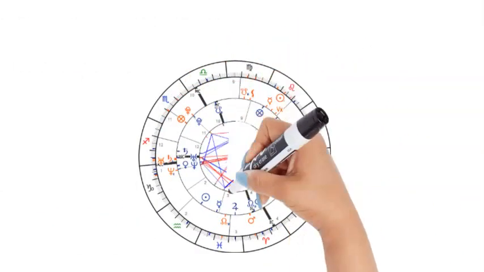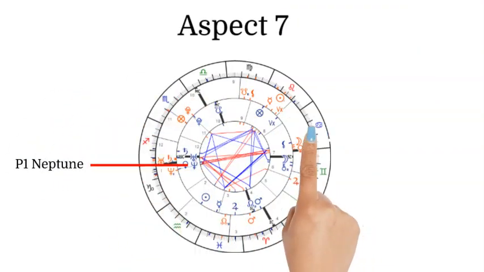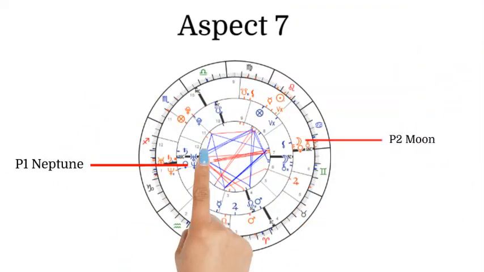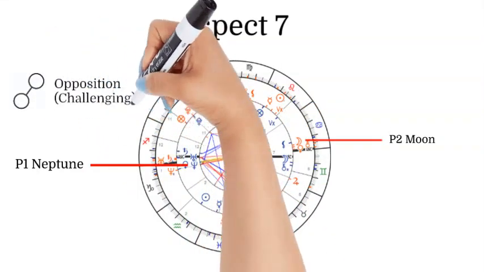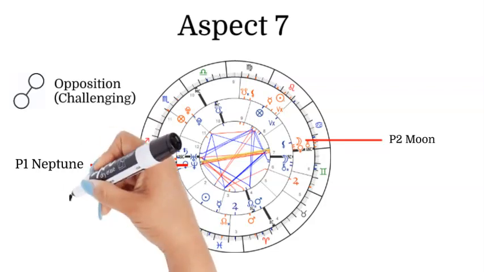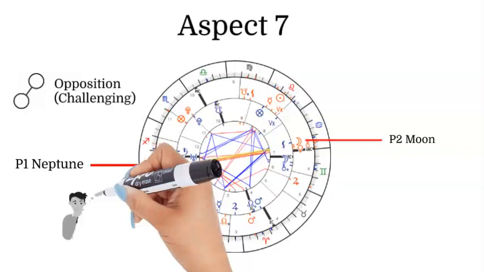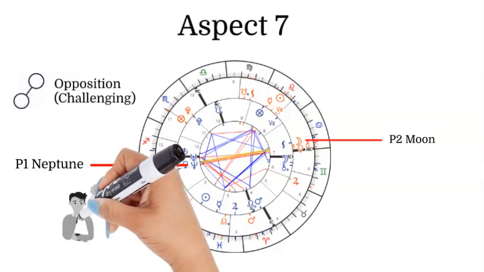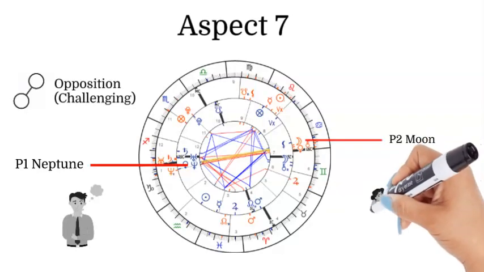Aspect number 7. Person 1's Neptune is in opposition to Person 2's Moon. Again, Person 1 has another challenging Neptune aspect in this Synastry chart. This aspect indicates that Person 1's fantasies may be directly undermining Person 2's emotions and feelings. The Moon represents Person 2's inner world, inner self, and feelings. Person 2 may not feel truly seen or safe to be their true selves around Person 1, because Person 1 is only seeing what they want to see and missing the rest.